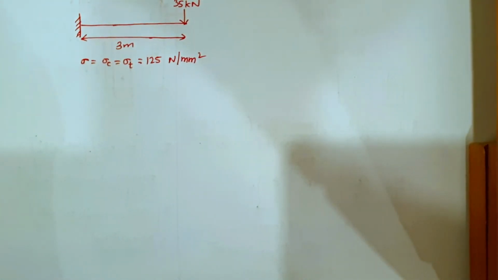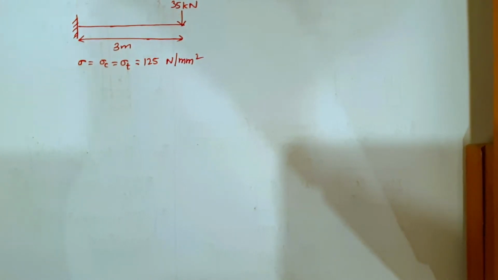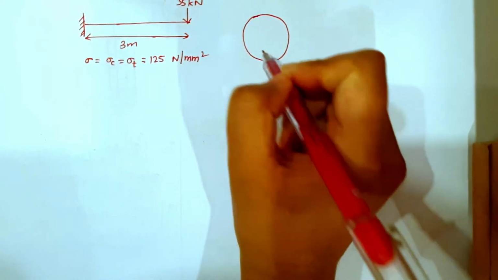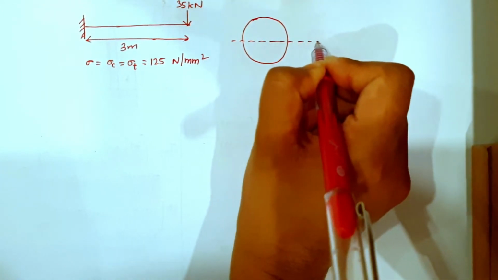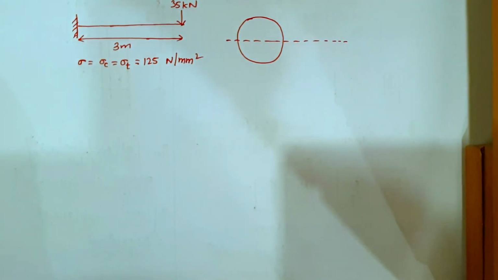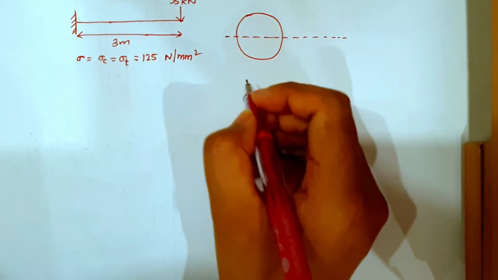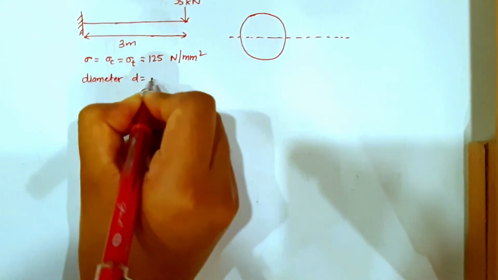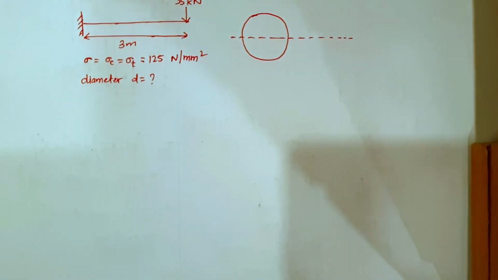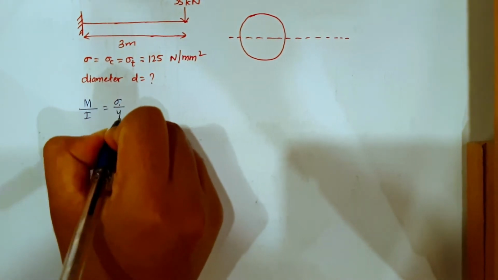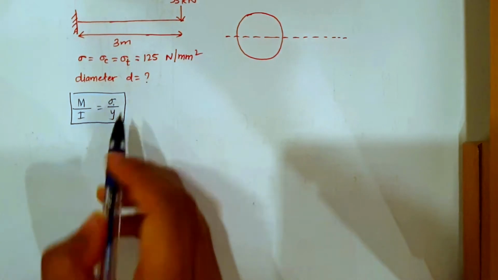Now it is saying that it is a cantilever beam of solid circular section. So it is a solid circular section, right? And its neutral axis will pass right through the middle. We need to find the diameter of this beam, d equals question mark. Now let's see how we can find it, again by using the flexural formula, which is M by I equals sigma by y. Let us find diameter d.